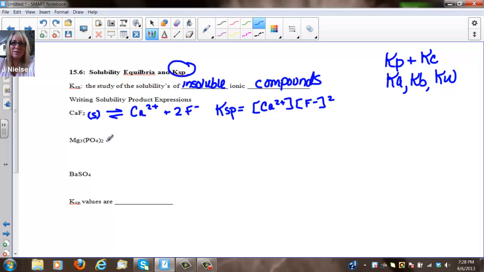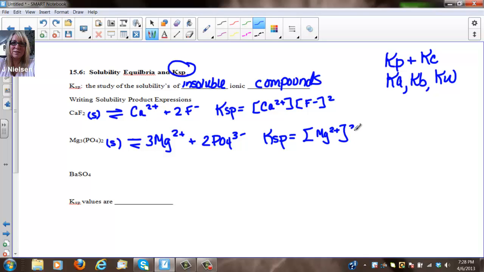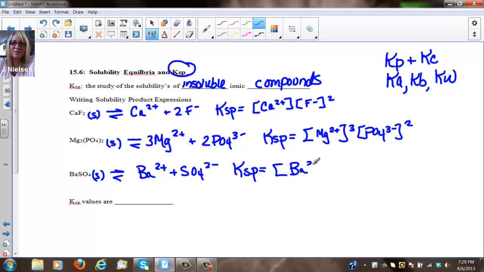Let's do another one. So in this one, you've got a solid, and you're going to have 3Mg2+ and 2PO4 3-. Therefore, your Ksp is going to be equal to Mg2+ cubed times PO4 3- squared. And BaSO4 is going to be Ba2+ and SO4 2-. Ksp equals the concentration of Ba times the concentration of SO4. Ksps are very, very tiny, and you can find them on A24 in the appendix of your textbook.